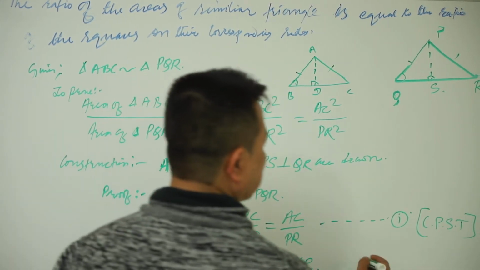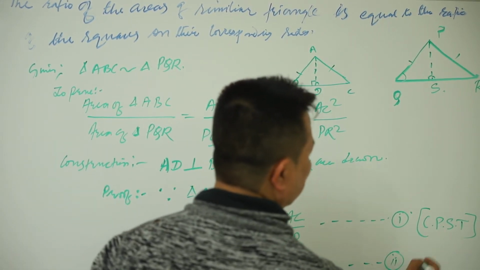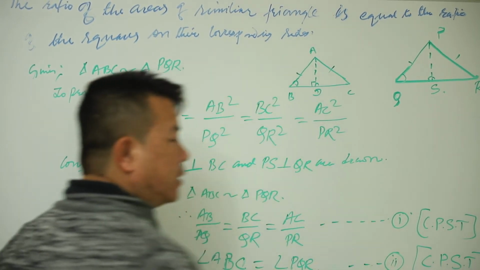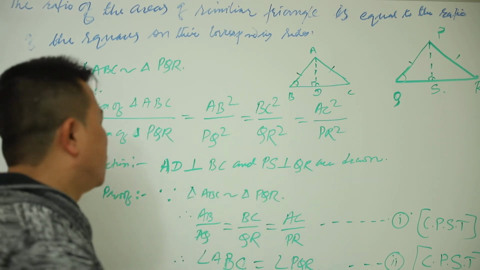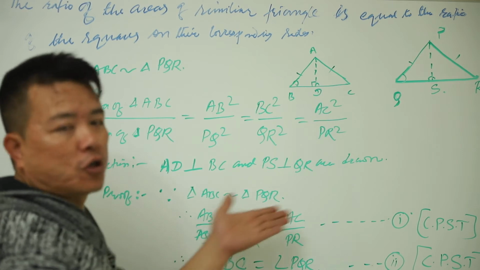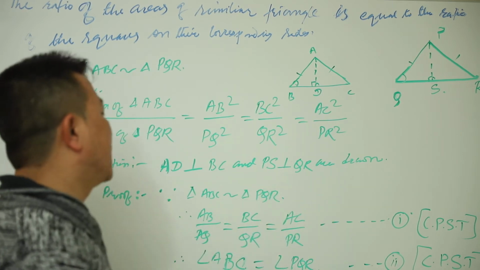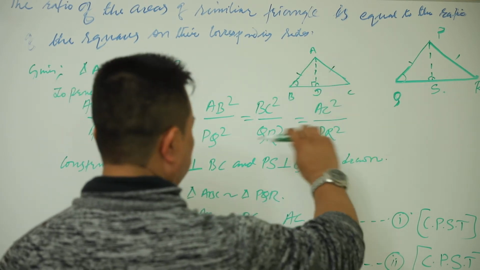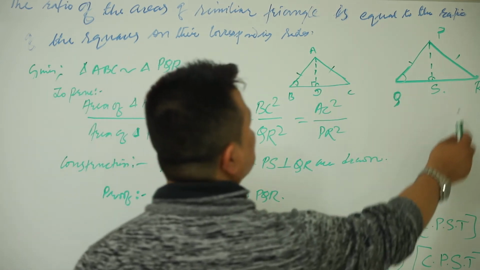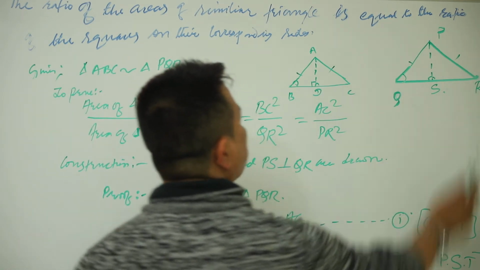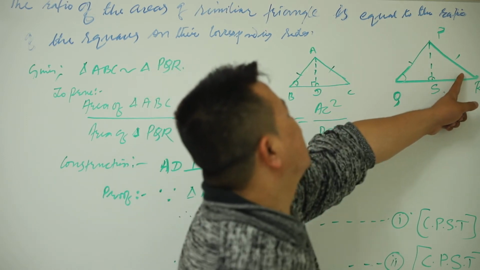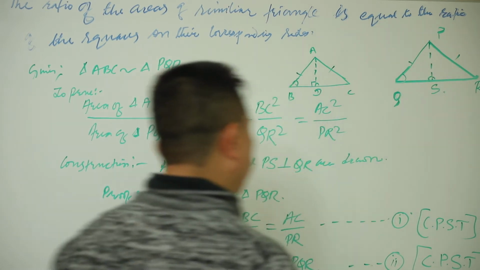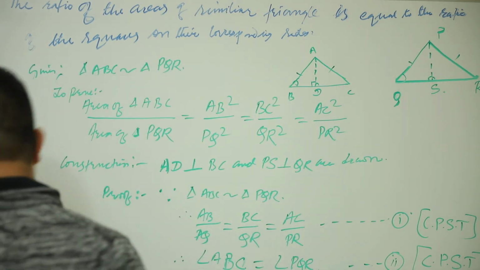So you can write this as equation number 2, and the reason is corresponding parts of similar triangles, that we have already proved in earlier classes. Whenever two triangles are similar, the ratio of their corresponding sides are equal, as well as their corresponding angles. As I have told you, angle ABD corresponds to angle PQR. Similarly, angle ACB is equal to angle PQR. So equation 1 and equation 2 we have formed.